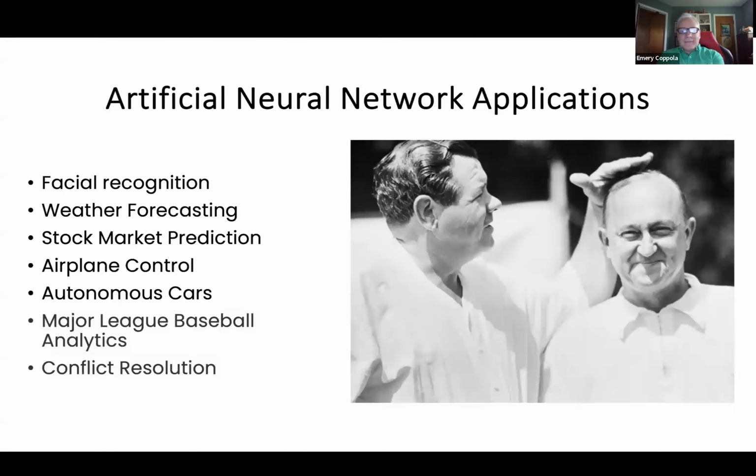Next slide. So there's no shortage of applications of artificial neural networks. As I said, there's facial recognition. They use it for improving weather forecasting. It's used in the stock markets, airplane control, cars. So Tesla uses artificial neural networks as part of their deep learning to learn how to navigate the cars through traffic. It's even used by Major League Baseball teams for analytics. It's used in conflict resolution. And this photo is, of course, the famous Babe Ruth with Ty Cobb, who were two giants in baseball who had no shortage of conflict between the two of them. So the next slide.